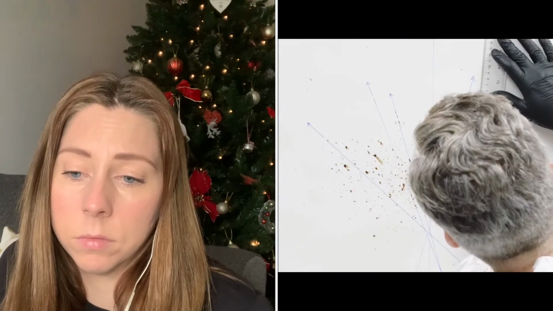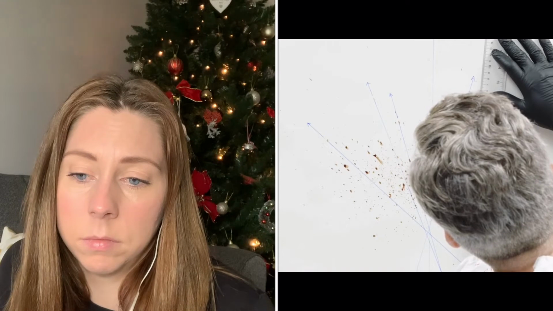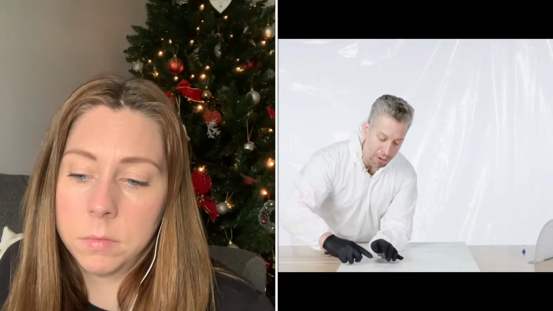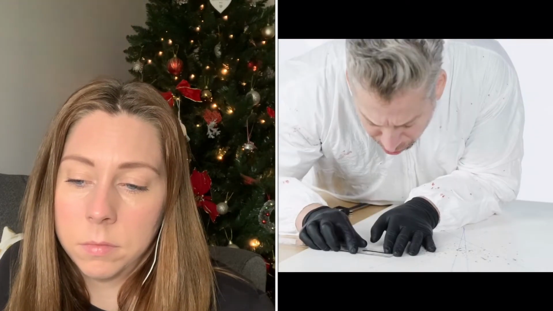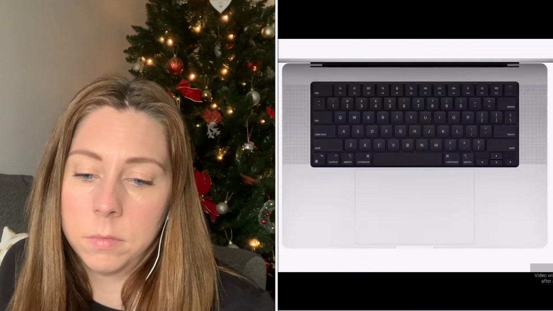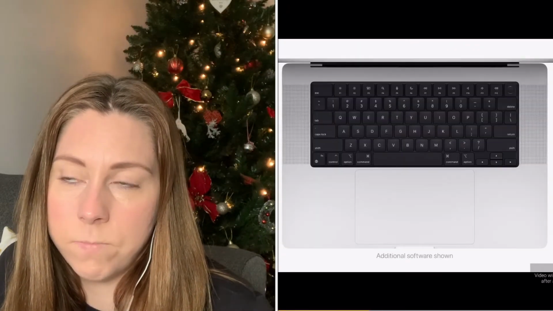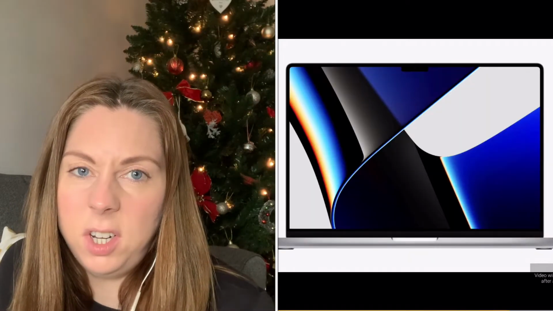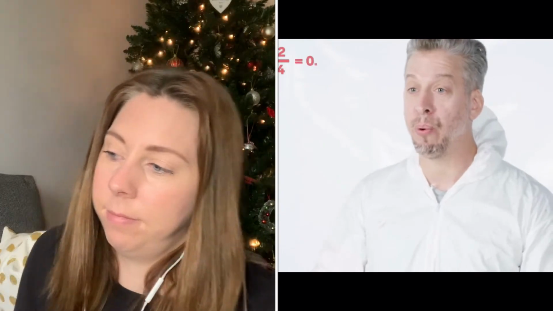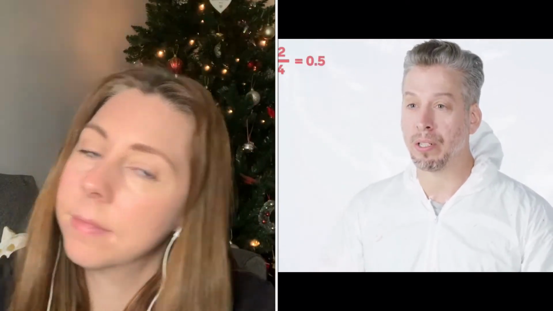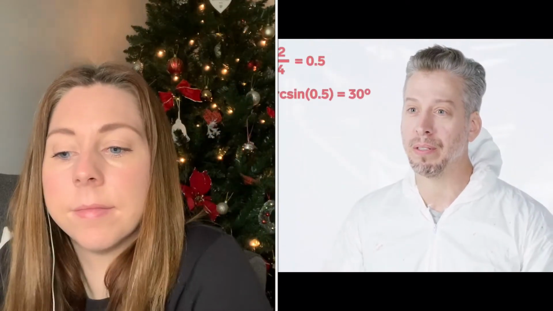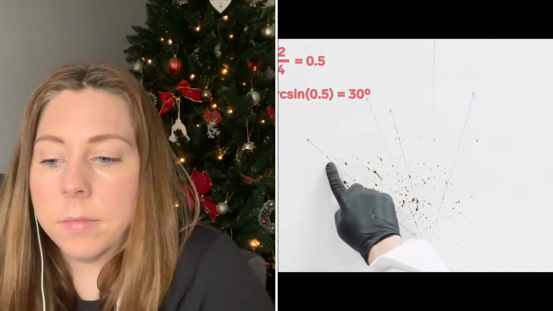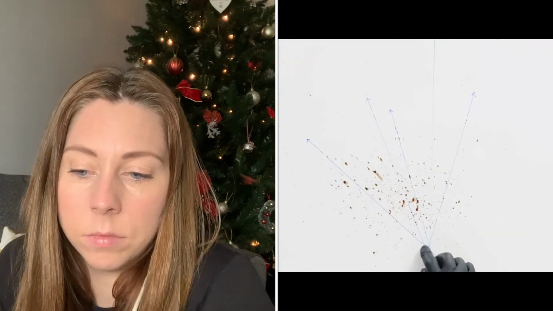If you had a regular ruler, you would just have to round up to the closest millimeter. So in this case, this stain is 4 millimeters. And then we measure the width of it. It is 2 millimeters. So we would divide 2 by 4, which gives us 0.5, and the arcsine of 0.5 is 30 degrees. And we can see it's basically at the same distance from our center, but just on the other side.